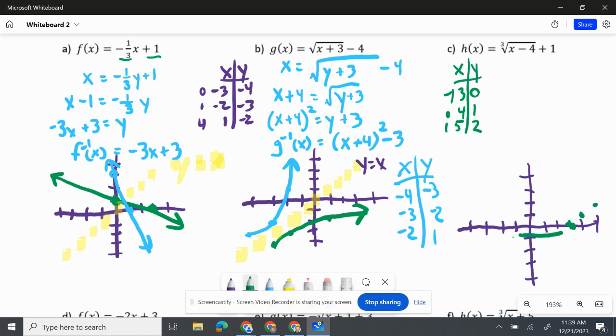And so we're going to draw our cubic. Then we're going to find our inverse. So we're going to switch the x and the y.